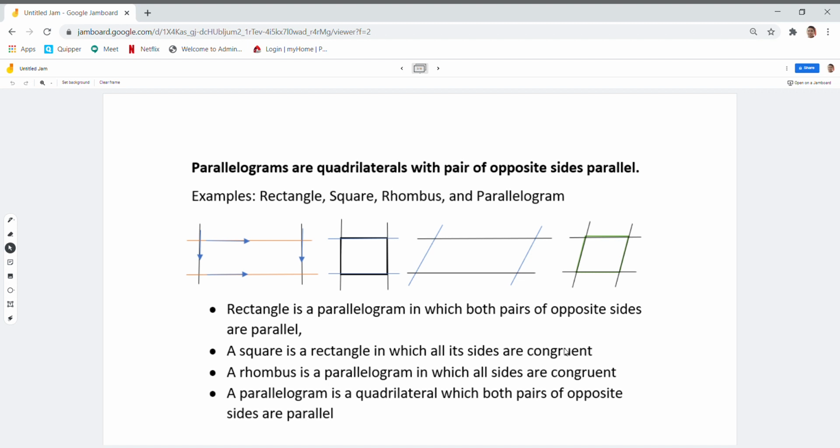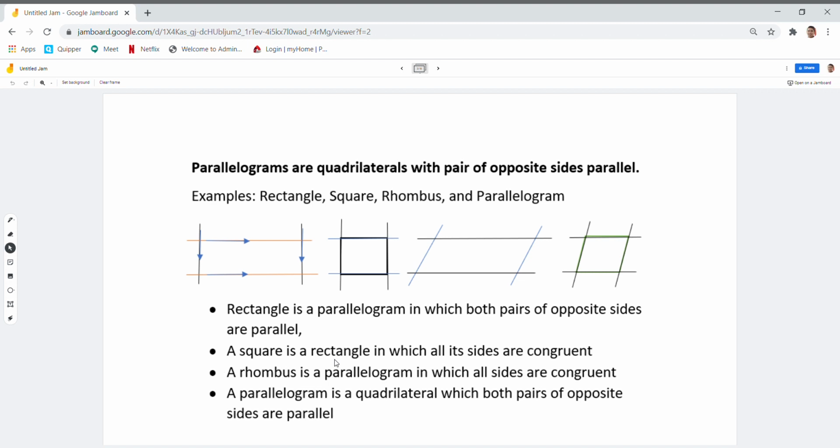Now below are some of the basic properties the parallelograms possess. A rectangle is a parallelogram in which both pairs of opposite sides are parallel. It's obvious, that's why it's called parallelogram. The word parallelogram is taken from the word parallel, and that pertains to two pairs of sides, and this time opposite sides that are parallel.